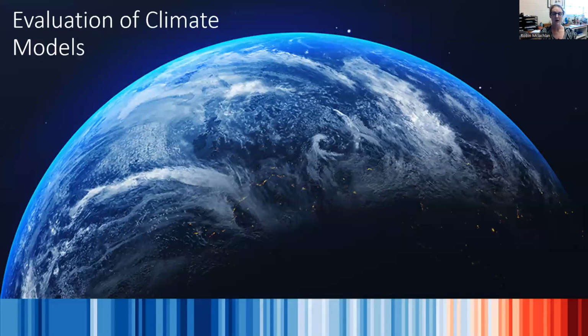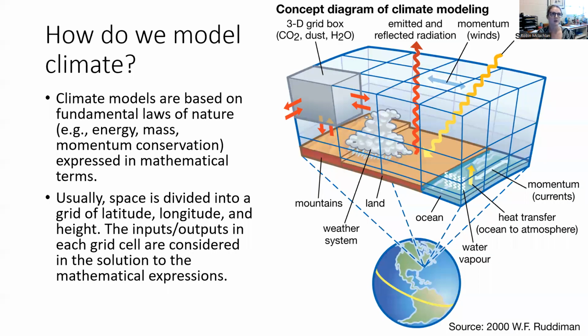All right, now that we've talked about what radiative forcing is, we can think about how we model radiative forcing and model the climate. When we try to model the Earth system, we have to break it up into something that a computer can handle. And that means we have to take this very, very complex system and break it down into mathematical equations based on the laws of nature. So we have mathematical equations for energy transfer, mass transfer, momentum conservation, and so on.